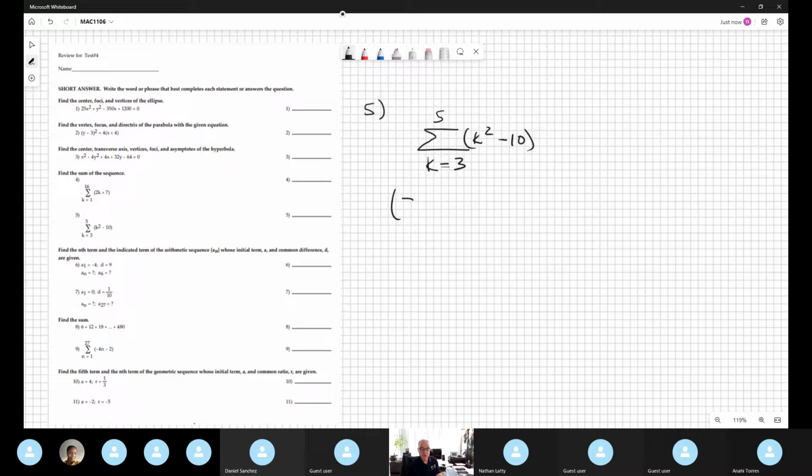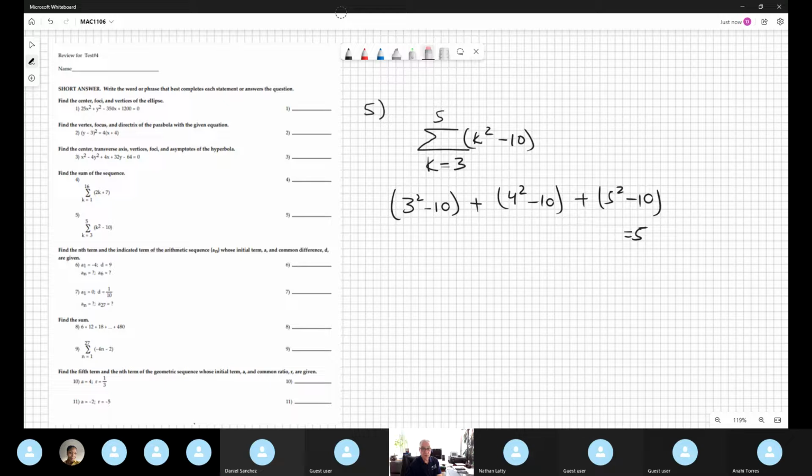Entonces, the first guy is 3 squared minus 10, plus the second guy, 4 squared minus 10, and the last guy is 5 squared minus 10. So you evaluate k from 3. This guy is for k equal 3, this guy is for k equal 4, and this guy is for k equal 5. Entonces, we apply this because it's short. But if it's long, it's crazy. Then you apply the formula, but it's okay. In this example, I prefer that way.